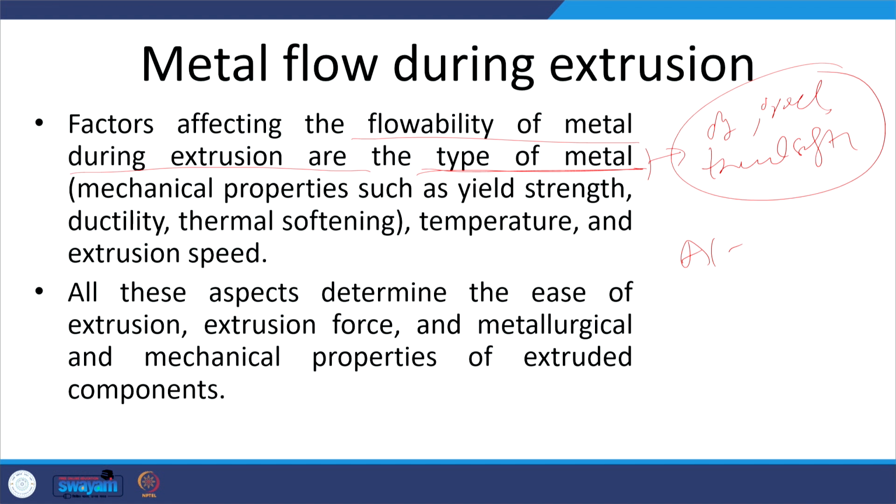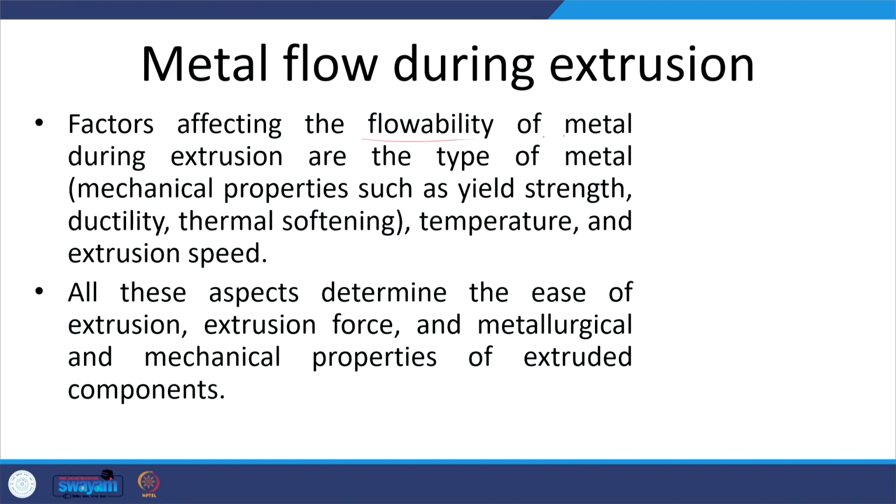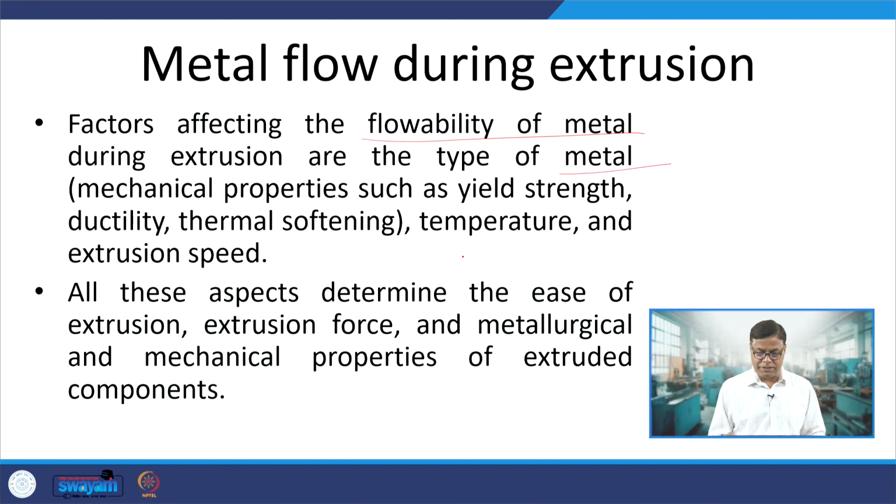So, extrusion will be easier as compared to steels, which will require much higher ram force for the extrusion because of high strength, relatively low ductility and higher resistance to thermal softening. So, the material is certainly one of the big factors that will affect the flowability, because of the difference in strength, ductility and thermal softening behavior.